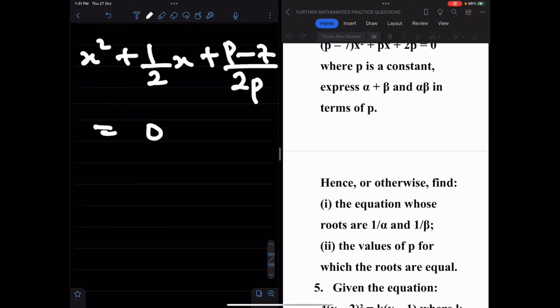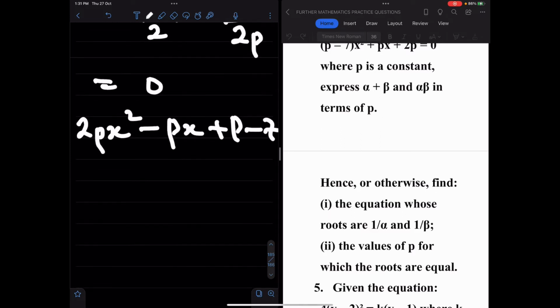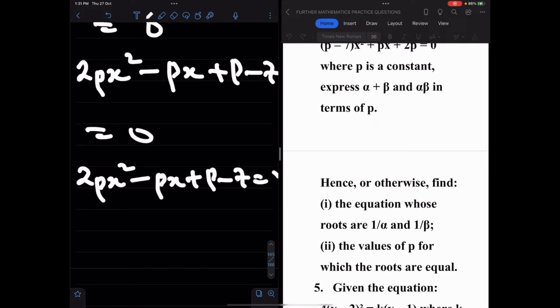And now to clear the fractions, I can multiply through by 2p, and that simply means 2px squared minus px plus p minus 7 equals 0. So to write the equation on a single line, I want to write it as 2px squared minus px plus p minus 7 equals 0. And that's the equation whose roots are 1 over alpha and 1 over beta. 2px squared minus px plus p minus 7 equals 0.